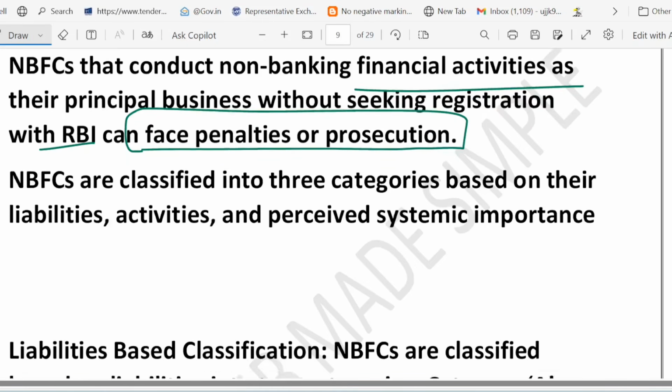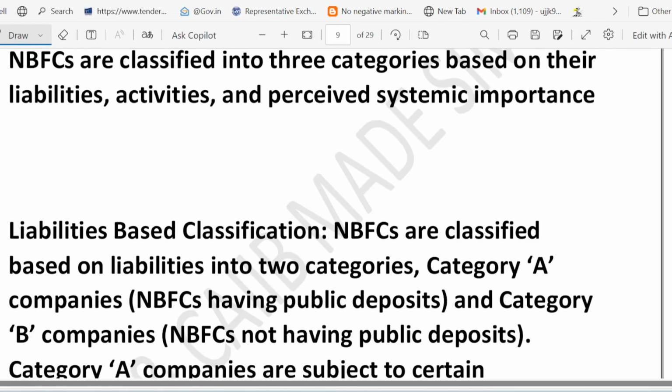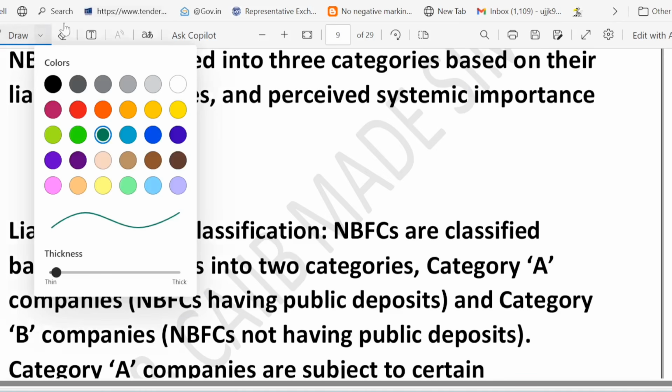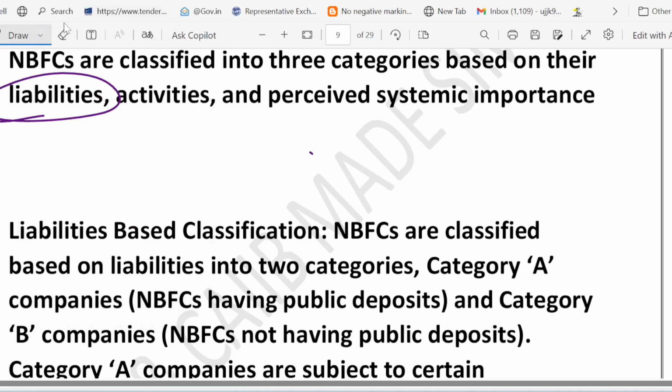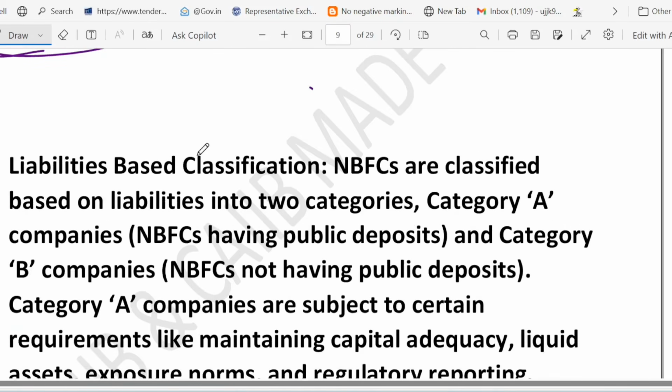Now let's look at the classification of NBFCs. The first category is classification on the basis of their liabilities, as you can see here. If we talk about liabilities-based classification, the simple question is, do they take deposits? Are they taking deposits? That is what I am answering.